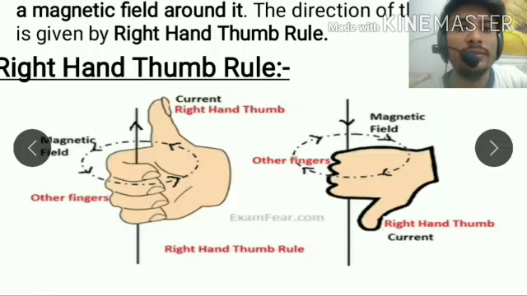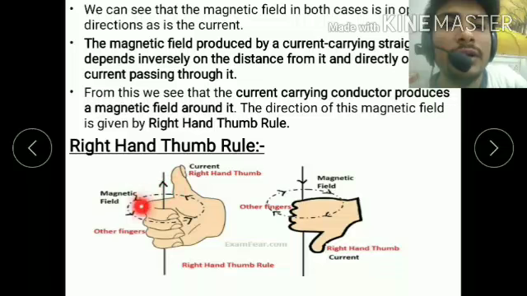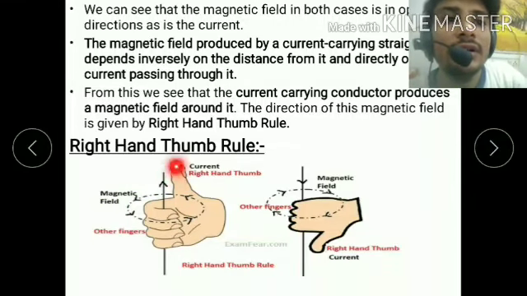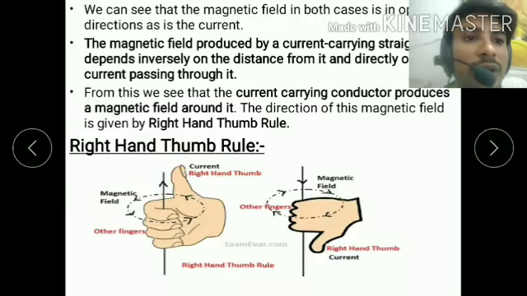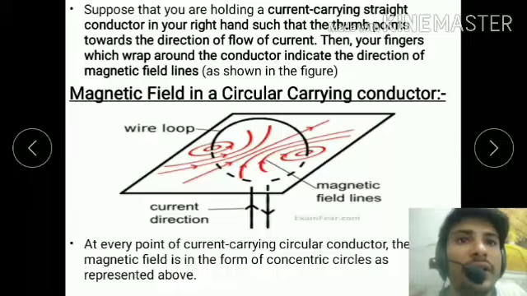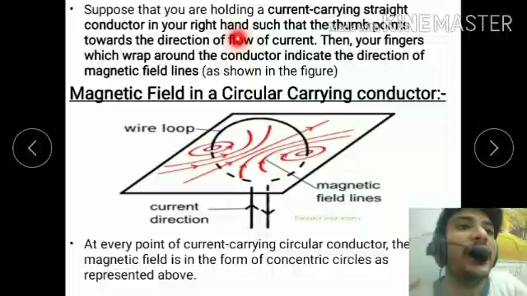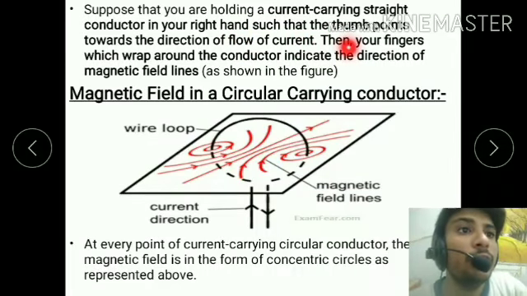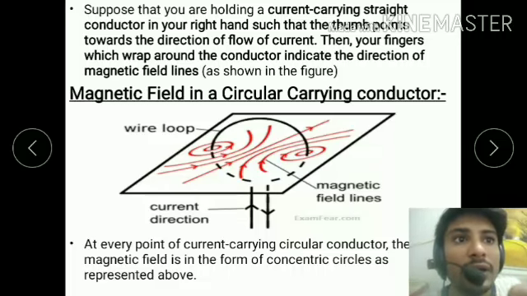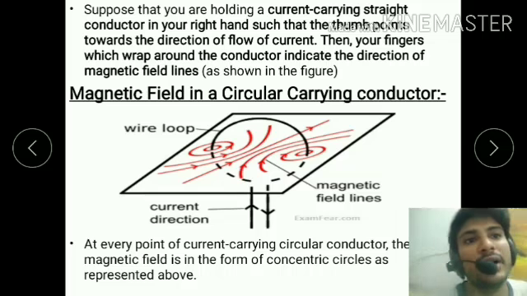Now see the figure. These are the fingers, this is the magnetic field, and this is the current. The direction of current is upward in one case and backward in the other. Now see the theory. Suppose you are holding a current carrying conductor, or a metallic conductor, in your right hand such that the thumb points towards the direction of the flow of current. Then your fingers which wrap around the conductor indicate the direction of the magnetic field.